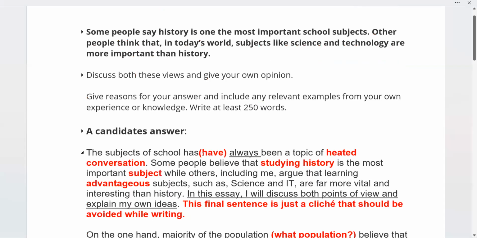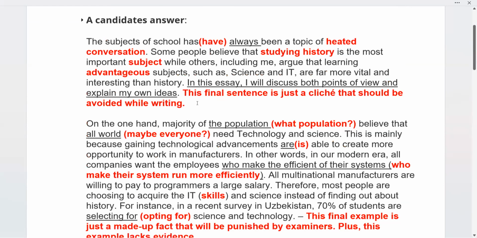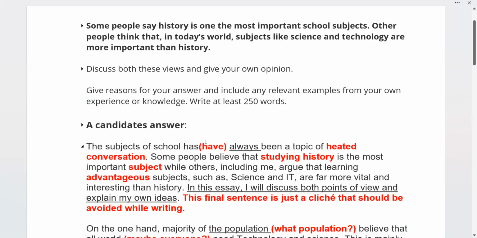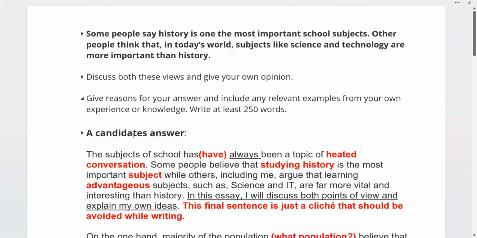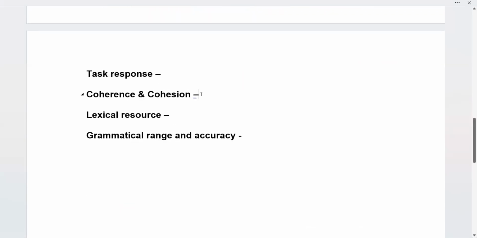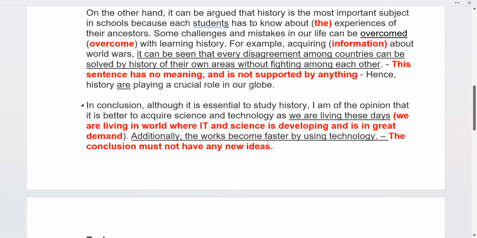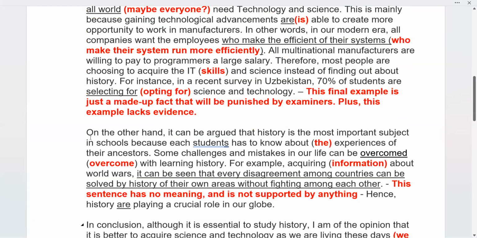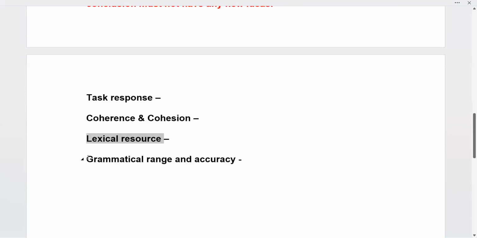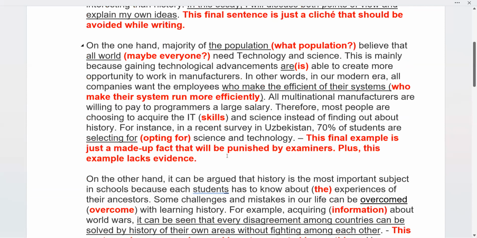So the scores for that. Task response would not get a really high score. It would actually get a really low score because it doesn't make any sense. I don't really understand what's going on. And coherence and cohesion, the same would happen because we have a lot of problems with grammar and vocabulary. So because of the problems with lexical resource, grammatical range, and accuracy, this candidate is actually going to get a really low score.